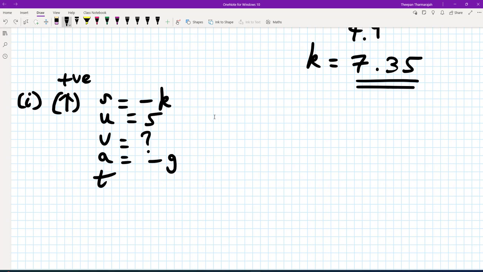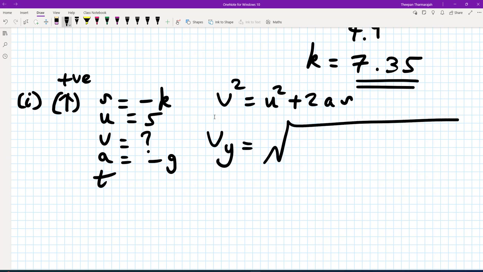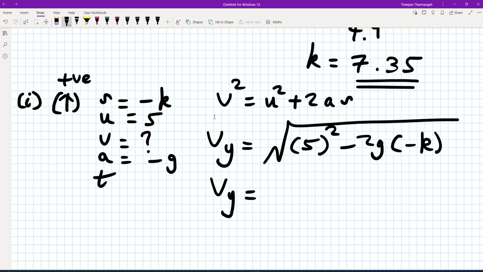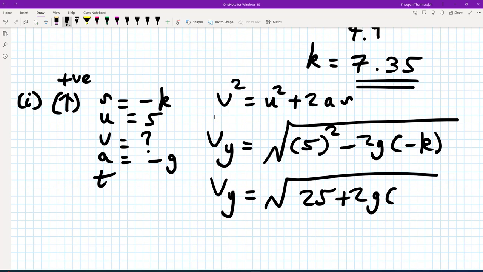Now we can say that v squared is u squared plus 2as. I'm just going to make it very clear and write vy. That's the square root of the following: 5 squared minus 2g times minus k. We know what k is, it's going to be 7.35. So it's 25 plus 2g times 7.35. And that will give me 13.